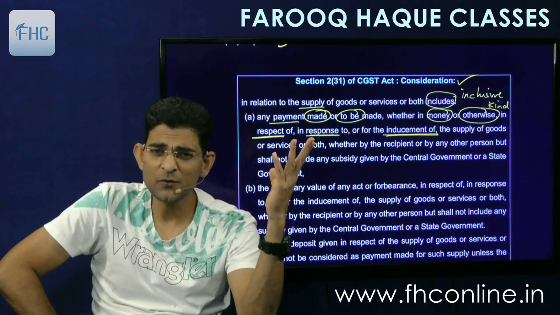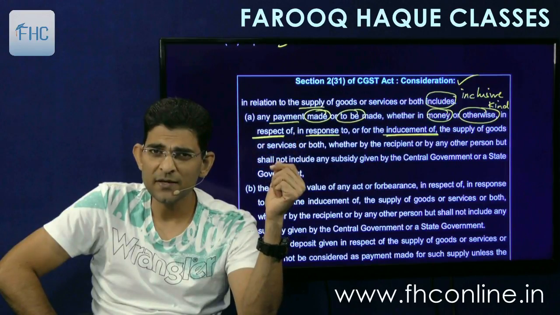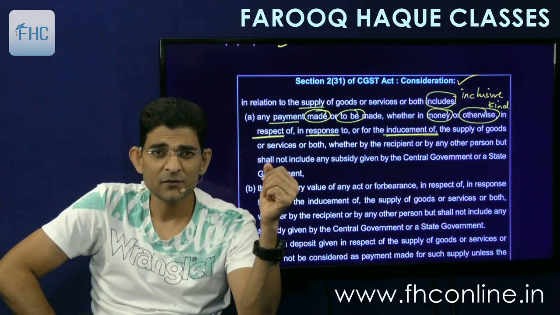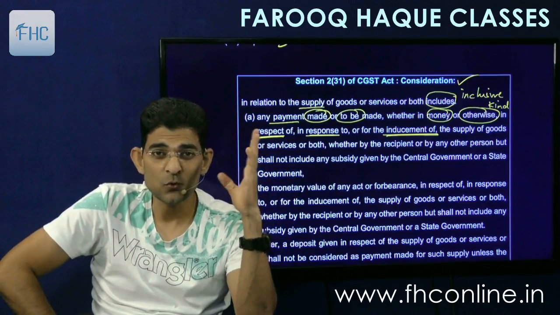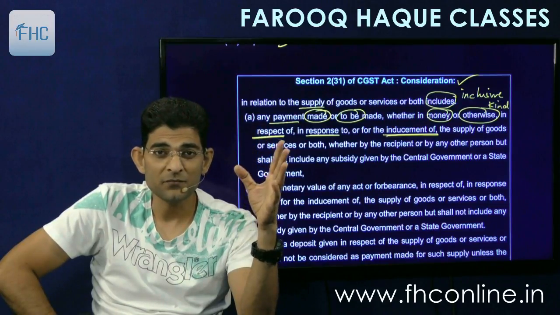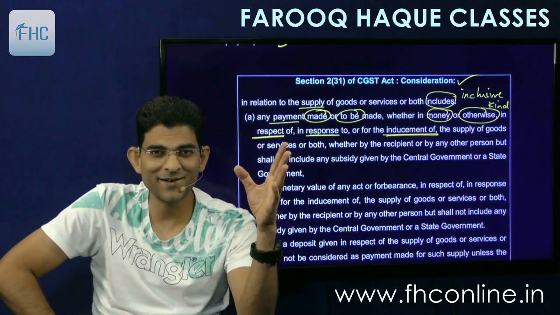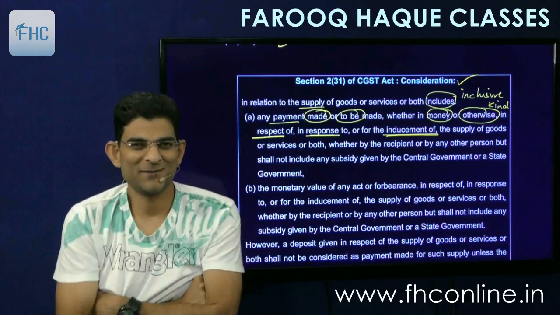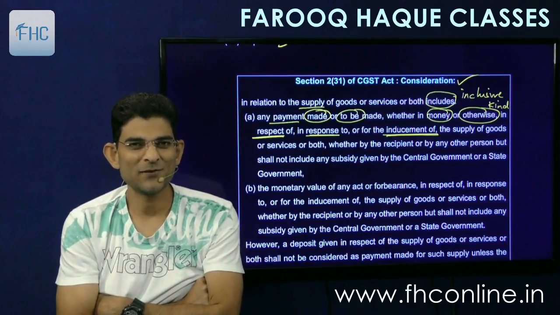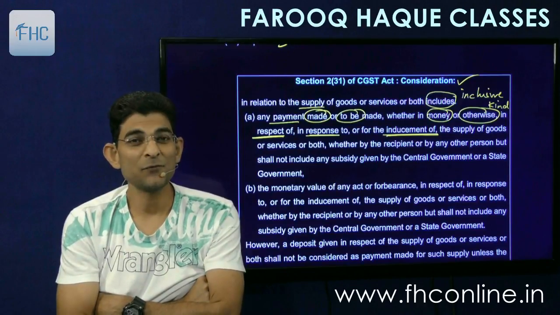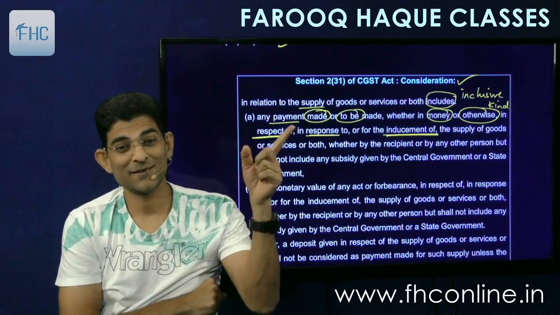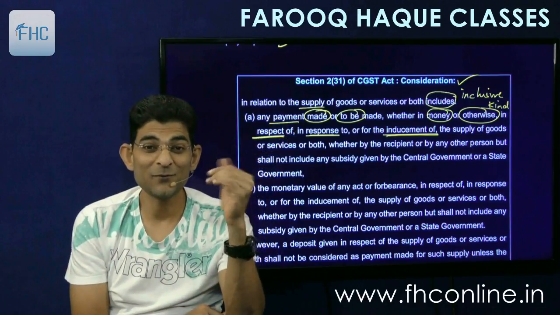Now it can happen even today. Like tomorrow, if you get 95 marks in indirect tax and you score a merit rank, you may decide that because of Farooq sir I scored this rank, so let's go and pay him $5 million. You can do it. You can still do it. So if you do that, will it be taxable to GST? Yes. It can be called in response to.